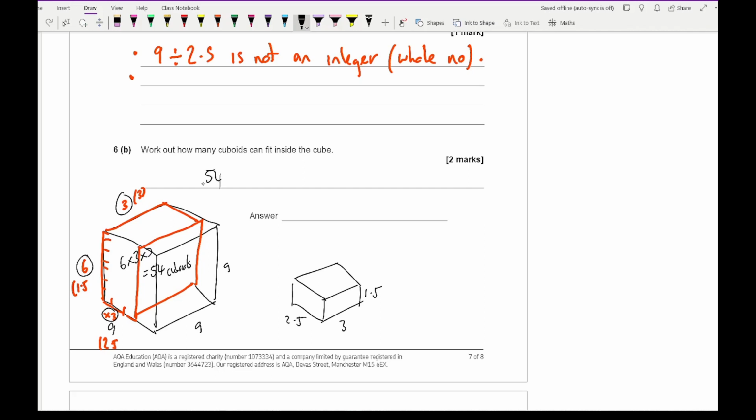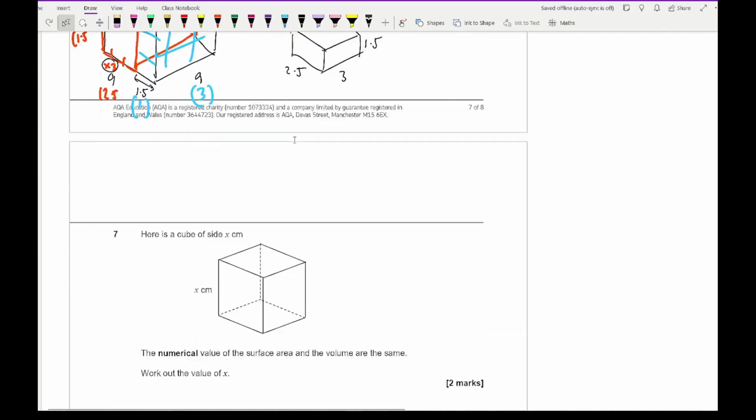Now in terms of how much space I've got here, well, 7.5 take away from 9 is 1.5, so I've got 1 set here. How many 3s go into 9? Well, that's going to be 3. And how many 1.5s go into 9? Well, that's going to be 6. So in terms of 2.5s, that's going to be 1. So I can actually fit another 9 boxes. So if I do 54 plus 9, that gives me an answer of 63. So it's a total of 63 boxes that will fit in.